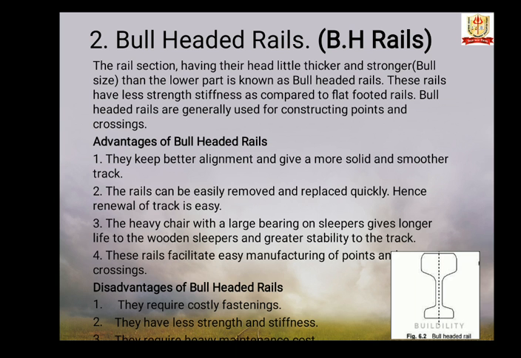Advantages of bull-headed rails: they keep better alignment and give a more solid and smoother track. The rails can be easily removed and replaced quickly, hence the renewal of track is easy. The heavy chairs with the large bearing on the sleeper give longer life to wooden sleepers and greater stability to the track. This rail facilitates easy manufacturing of points and crossings. Disadvantages of bull-headed rails: first, they require costly fastenings. They have less strength and stiffness, and they require heavy maintenance cost.